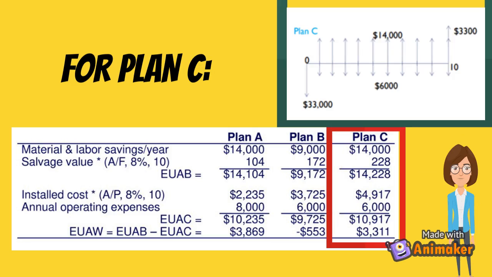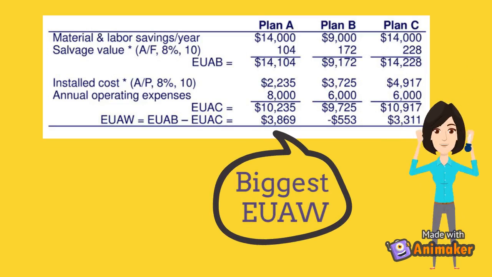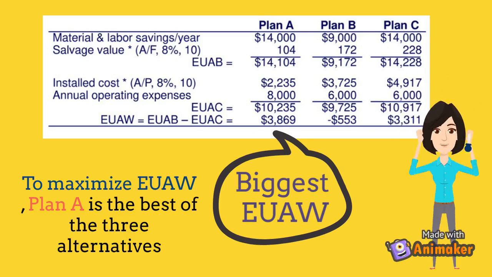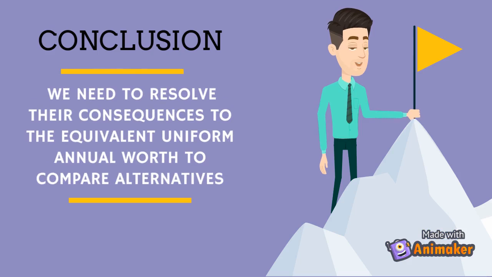For plan C, to calculate the EUAW we use EUAB 14,228 minus EUAC 10,917, which equals 3,311, which is our EUAW. Above is the plan C cash flow diagram. After the calculations, to maximize the EUAW, plan A is the best of the three alternatives since it has the biggest EUAW. In conclusion, we need to resolve their consequences to the equivalent uniform annual worth to compare the alternatives.